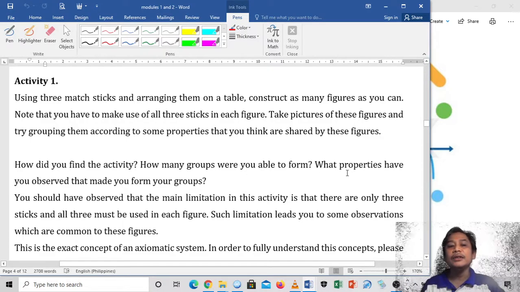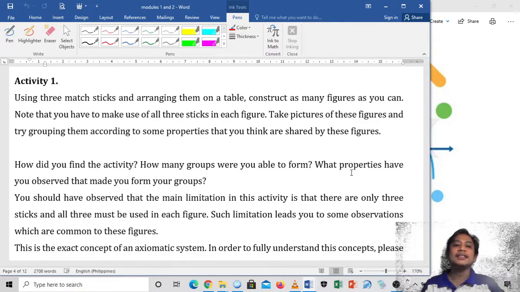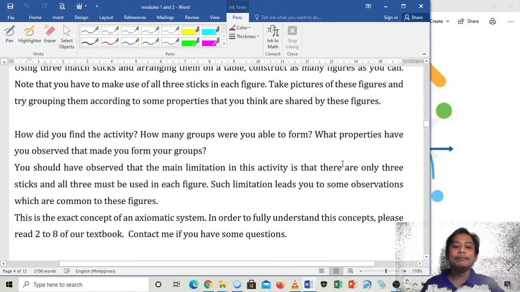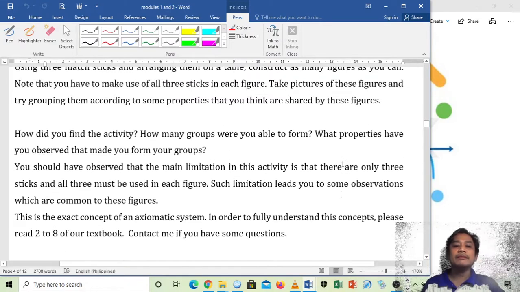I hope you have done this activity, for this would guide you to understand what an axiomatic system means. Why? Because in this activity, you can observe that there are limitations, there are restrictions given, and you would have to make use of all three matchsticks in making your figures. So such limitation would be the initial fact. Okay, so that would be the initial true statements.